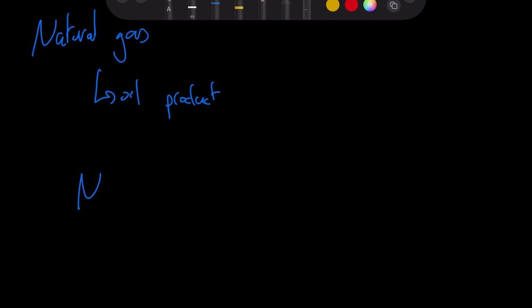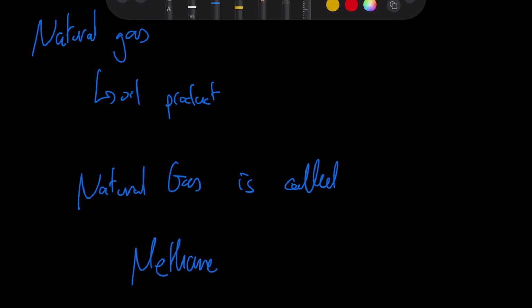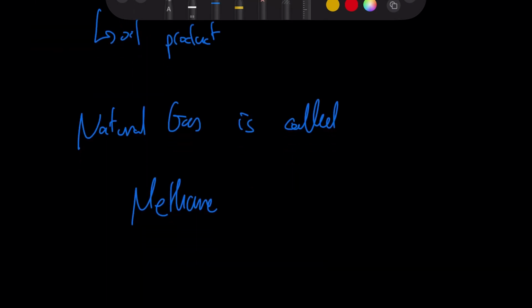Natural gas is called methane. This is the very basic organic chemistry compound. It's not a building block, but it's the most basic compound in organic chemistry that you'll be studying. So what is methane? A polymer.